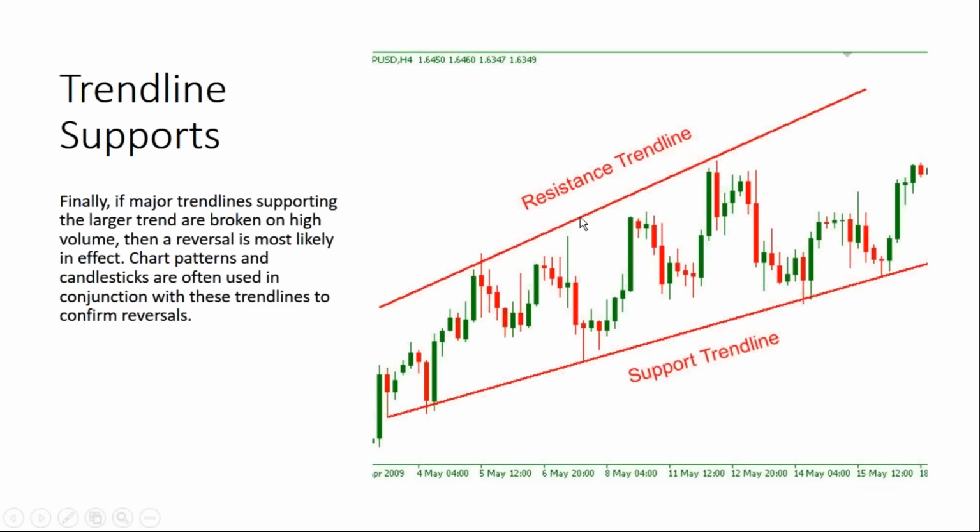So trend lines are also very, very crucial and very critical and very important to determine lots of things, entry and exit points, support and resistance, but also whether you're looking at a reversal or a retracement, because a reversal will break the support trend line.